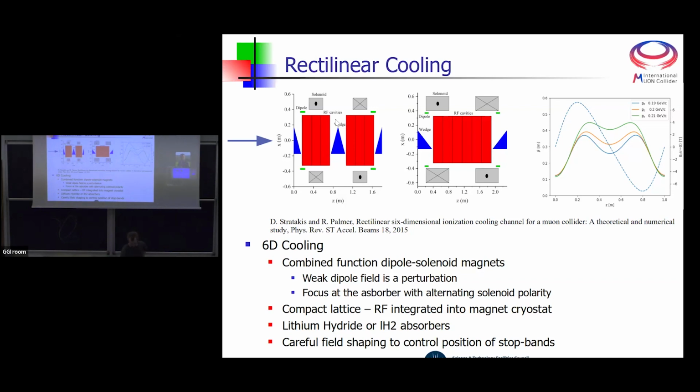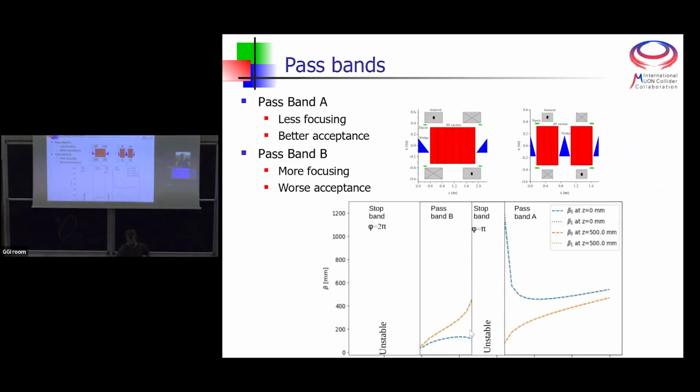The absorbers would typically be liquid hydrogen if we can, or lithium hydride, and we have very careful shaping of the solenoid field because we're worried about these stop bands. So this is, for example, how the transverse focusing looks, and you can see that there's these stop bands at 2 pi, stop band at pi. This is the beta function as a function of momentum. Sorry, that is momentum on the horizontal axis. You can't see that.